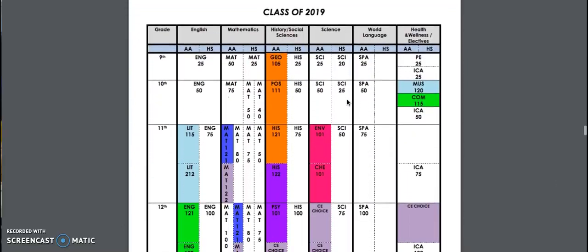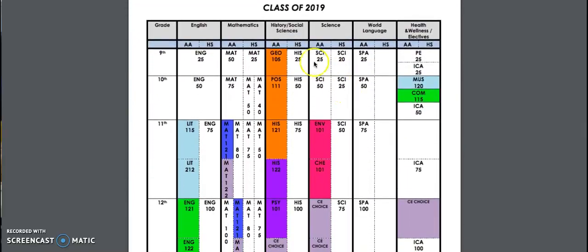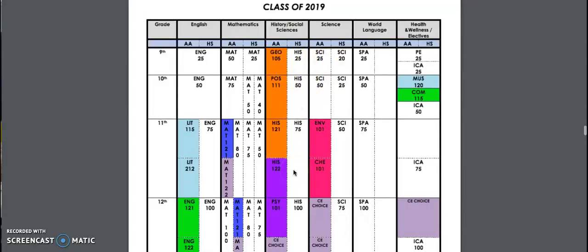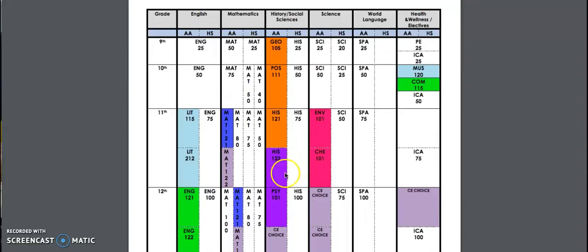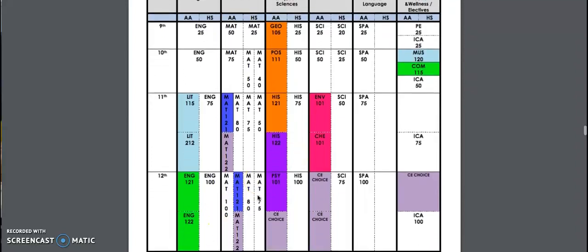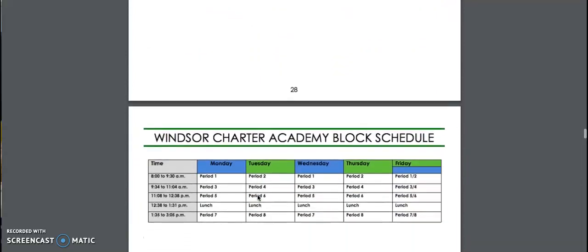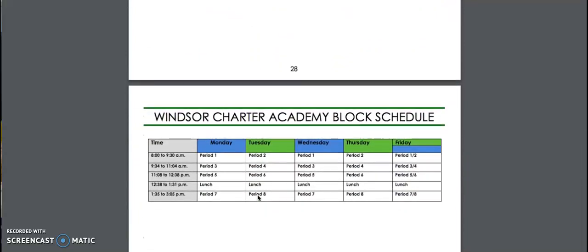Come back down here, these are next year's seniors. So where did you guys start? What did you take each year? And what do you need next year? Then the last thing right below this, on page 29, we've got next year's block schedule. It's slightly different than this year's.